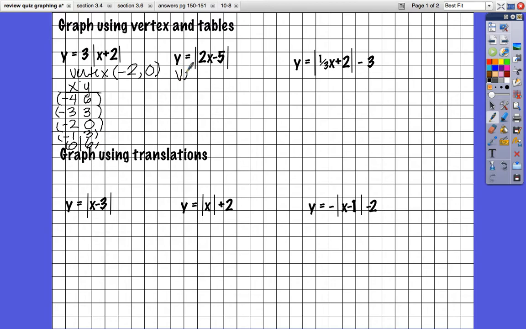This one, to get the vertex, you take the opposite of b, which would be positive 5, over m, which is 2, so 5 halves, or 2 1/2, nothing being added there. Make your table, put that vertex in the middle. Now this is 2 1/2, so 2 and 1 are going to be to the left of it, and 3 and 4 are going to be to the right of it.